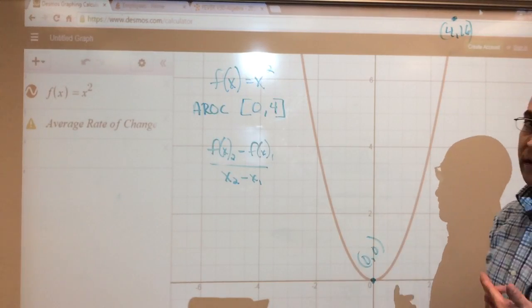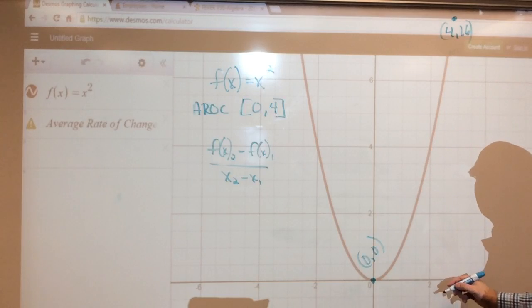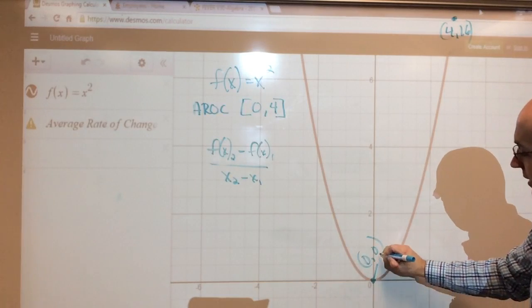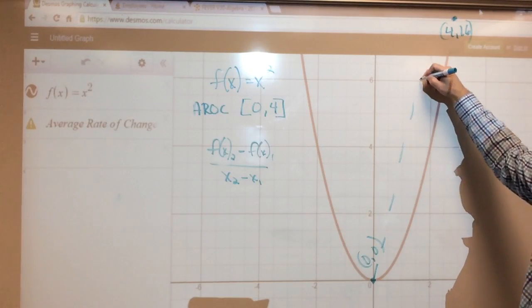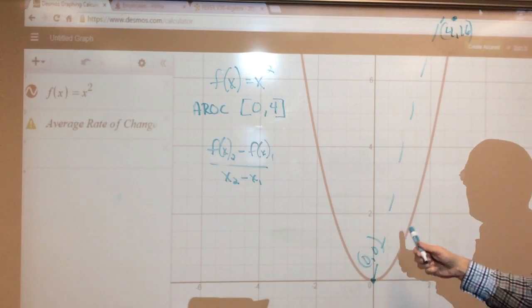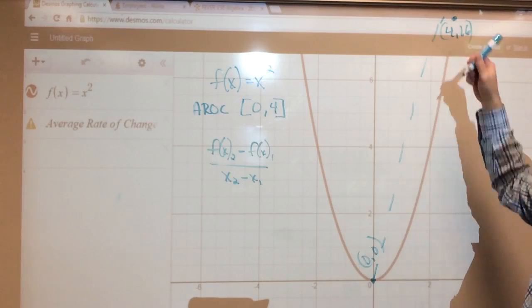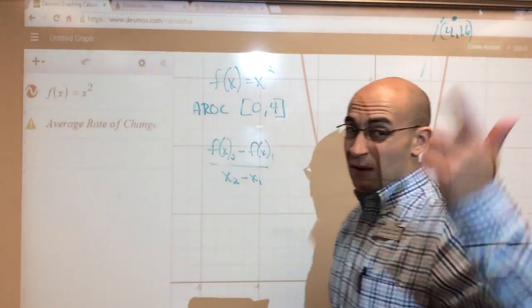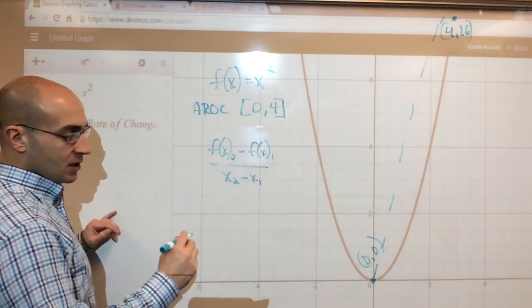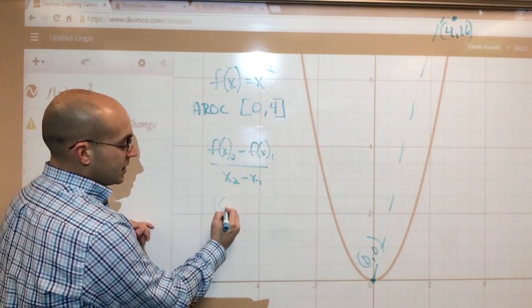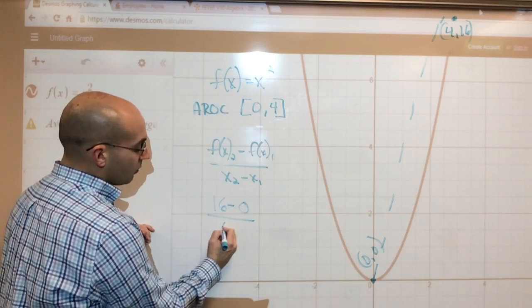Now here's where average rate of change is exactly what we know how to do from before. I am trying to find the slope, and I'm just dashing this line so you can see it differently. I'm trying to find the slope of this line from when the point connects from 0, 0 to 4, 16. So I can just count up and over if I can see it. If not, I'm just going to put it into the formula. So 16 minus 0 over 4 minus 0.